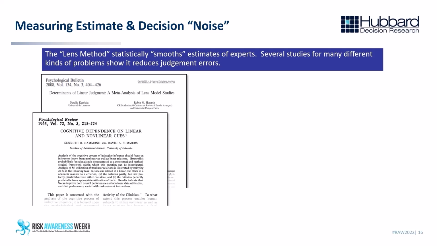There's been quite a lot written about this over the years. There's been a lot of research showing that we're highly inconsistent in our estimates and decisions. But some of that same research also shows that we can reduce that inconsistency mathematically. This is a method that's been around since the 1950s called the lens method.